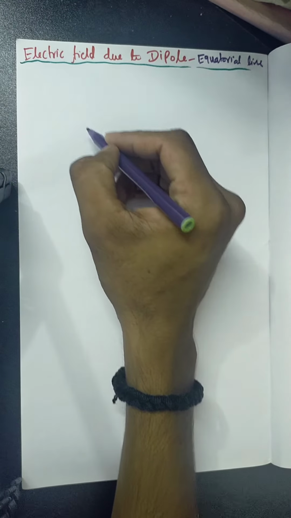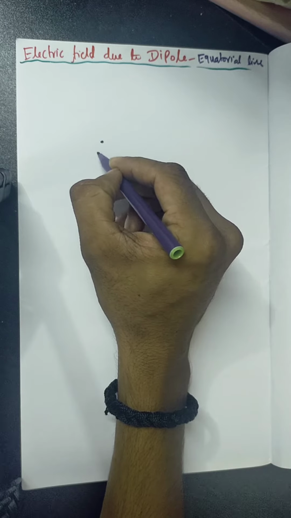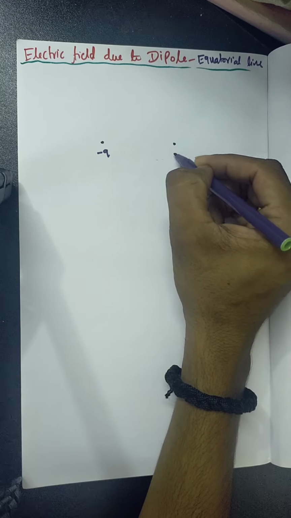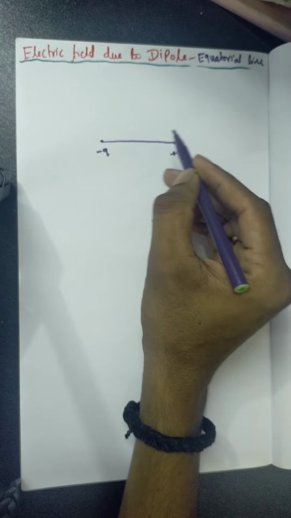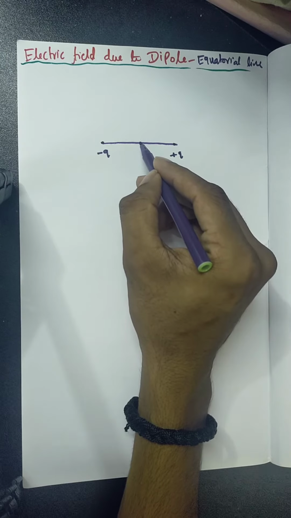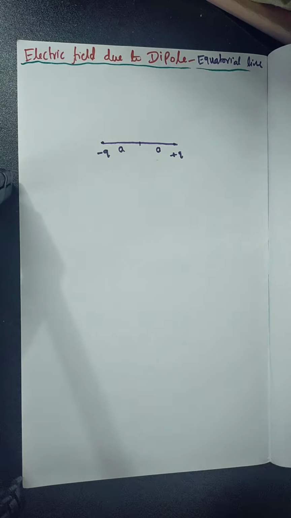I have a dipole here. One has a charge minus q, another has a charge plus q. These are the two charges separated by a distance 2a. So this is the middle of the dipole. This distance is a, and totally it is 2a.